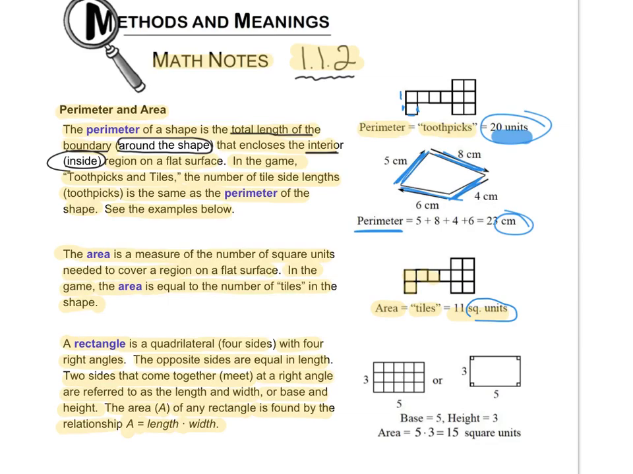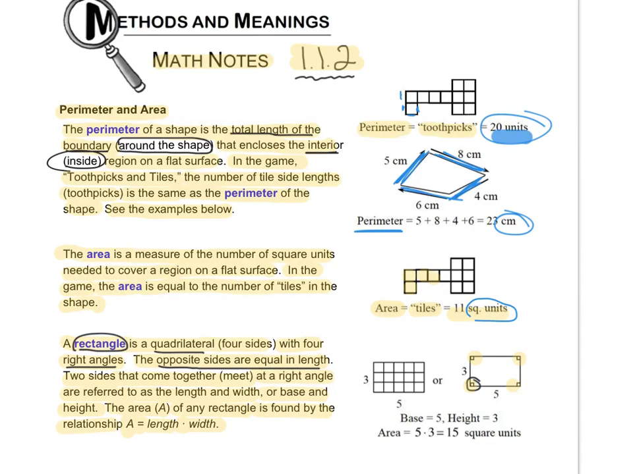So this paragraph needs analyzing. First we have the definition for a rectangle. We need it to be a quadrilateral, or 4 sides, but the angles also need to be right angles. We also know that the opposite sides are equal in length. When the 2 sides come together, we note that with a little 90-degree square. It makes a 90-degree or a right angle.